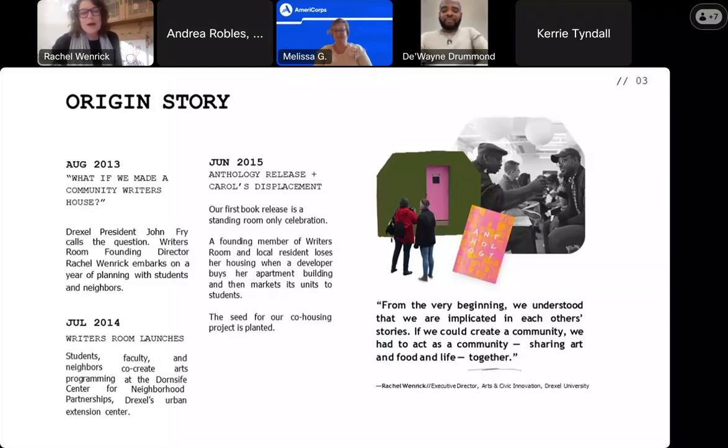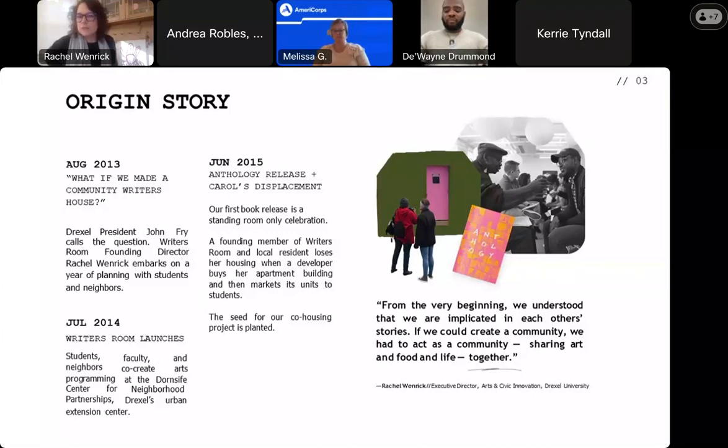So the slide you see here is our origin story. It really began with Writers Room. All of our relationships were really formed organically, but it took time, right? So Writers Room is Drexel's University Community Literary Arts Program. That means we're a program that was co-created with our neighbors. It's not an outreach program. It was co-created with our neighbors from the beginning. So we're 18 to 80s and diverse in just about every way you can imagine.